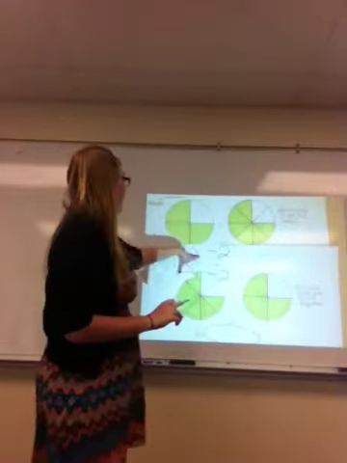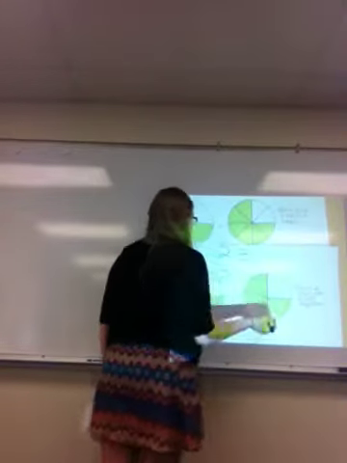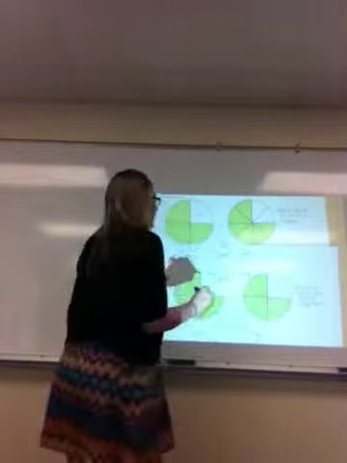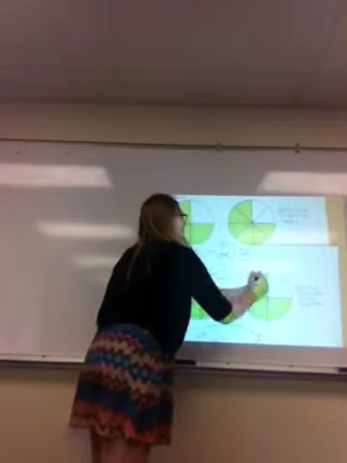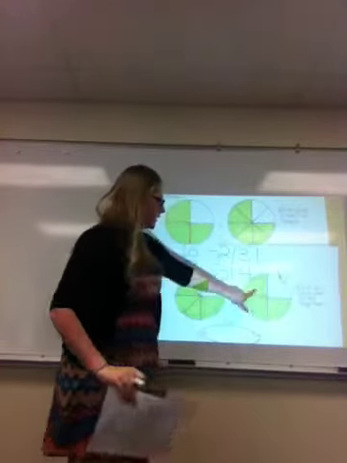Then you just go across. 6 divided by 2 is 3, and 8 divided by 2 is 4. So there you go, you get 3/4, which is shown right there in this pie.